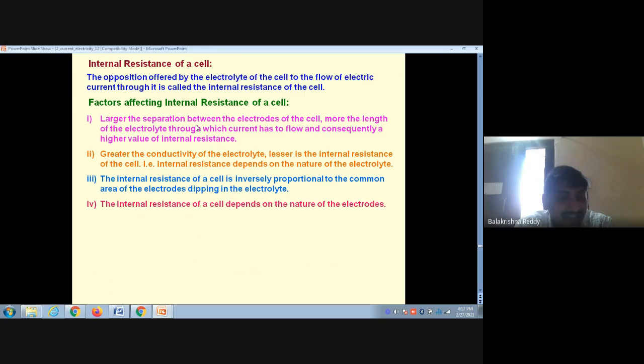The internal resistance of a cell depends on the nature of the electrodes. Some electrodes, zinc, copper, we will use. Some other different materials, like zinc sulfide and copper sulfide based electrodes, will be preferred apart from normal zinc and normal copper. It depends.